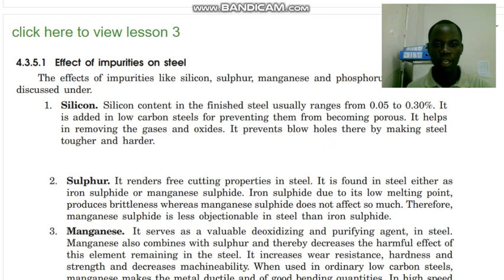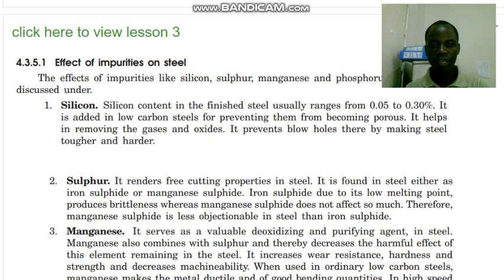So if we add silicon content in the finished steel, and normally the percentage of silicon that is recommended to be added in steel ranges between 0.05 to 0.3%. The effect of adding silicon to steel is to prevent them from becoming porous. So it helps in removing the gases and the oxides. It prevents blowholes, thereby making steel tougher and harder.